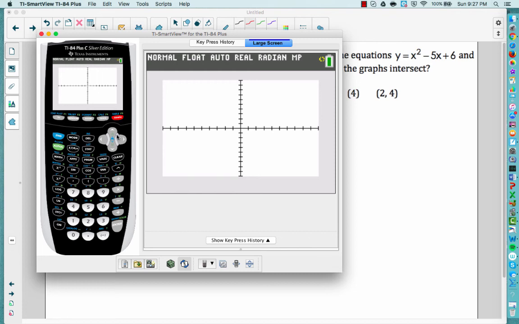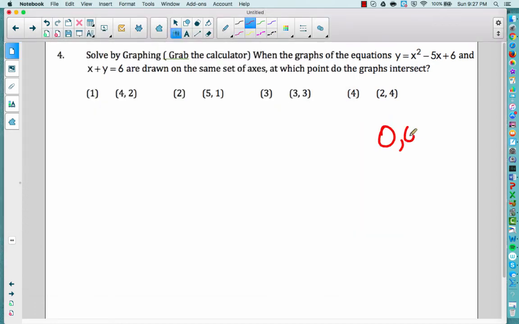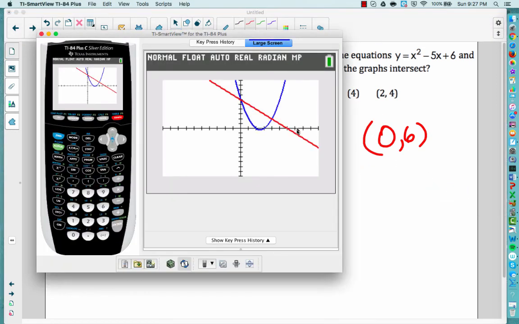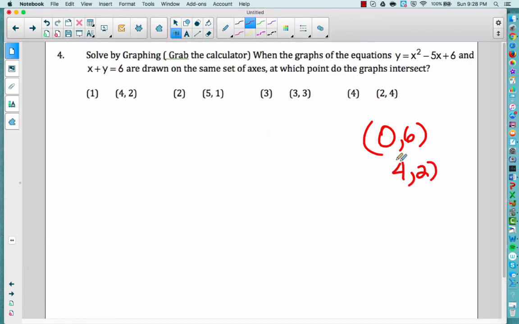Now, when they graph, you're going to see a nice parabola. There it is in blue. And then you should also see a nice line. Now, in this case, it's pretty clear and evident that right here is an intersection point, and right here is an intersection point. So I'm looking at this, and this looks like what? 1, 2, 3, 4, 5, 6. So this looks like 0, 6. And the other one appears to be about, let's see, 1, 2, 3, 4, 1, 2. So 4, 2.